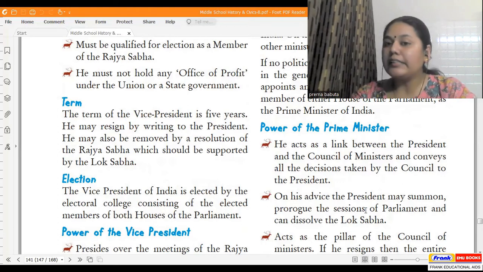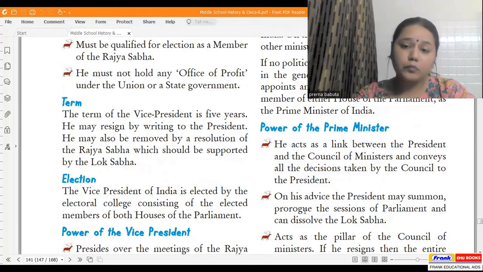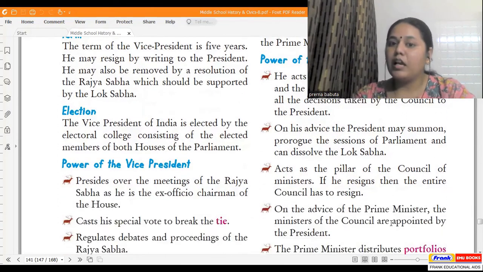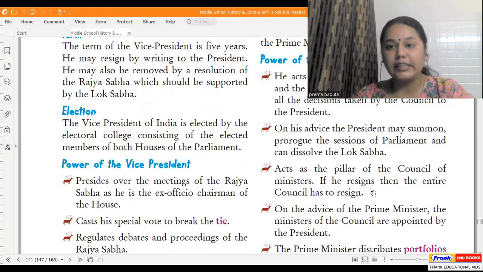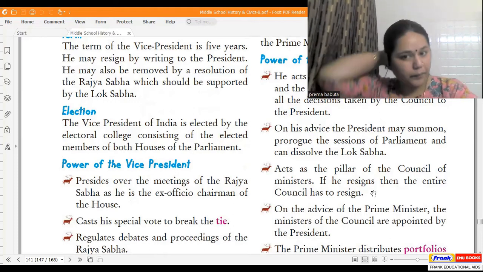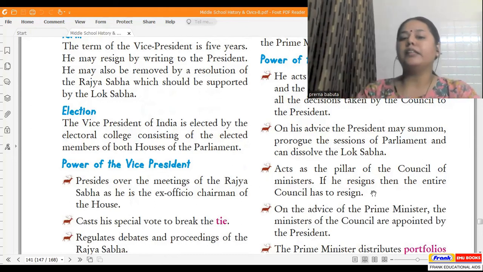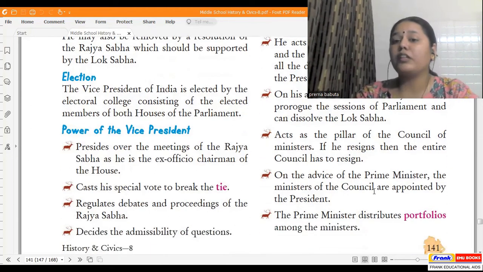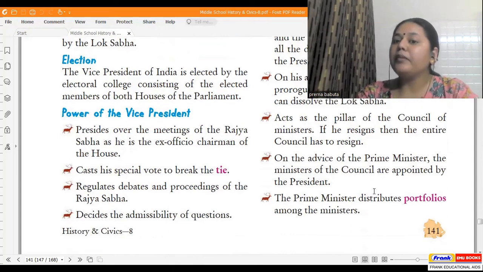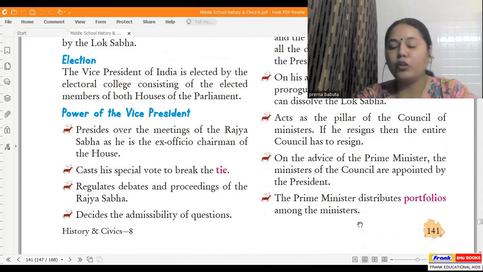On his advice, the president may summon and prorogue the sessions of the parliament and can dissolve the Lok Sabha. He acts as a pillar of the Council of Ministers, and if he resigns, then the entire council has to resign. And on the advice of the Prime Minister, the ministers of the council are appointed by the president. The Prime Minister also distributes portfolios among the ministers.